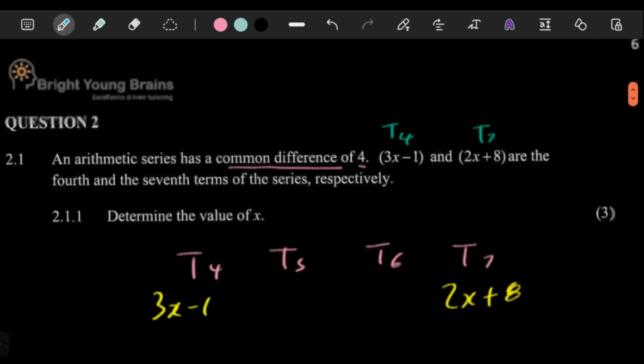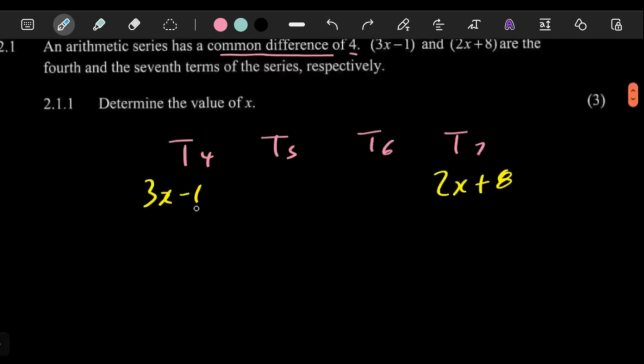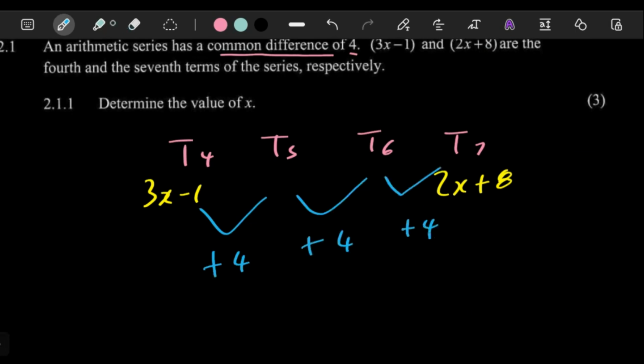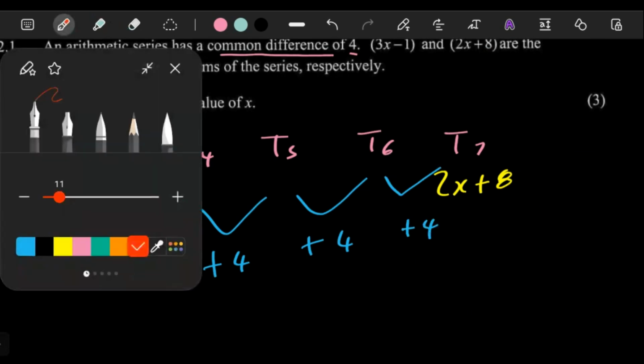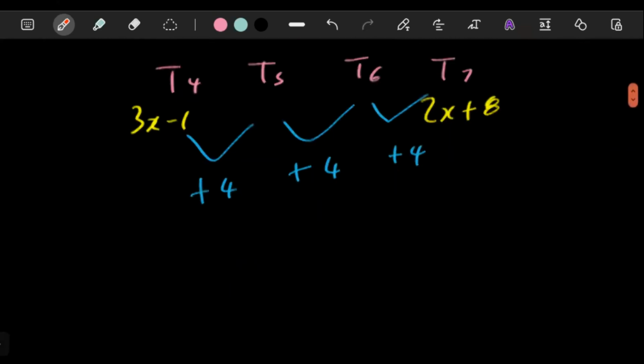Anyway, so the idea is, you see, the difference is 4. So you have to think logically here. What it means is from T4 to T5, you add a 4. And then from T5 to T6, you add another 4. From 6 to 7, you add another 4. So all you know is between here to go there, you have to add 1, 2, 3 times 4. So you see here, all you can now say is an equation. 3x minus 1, right?